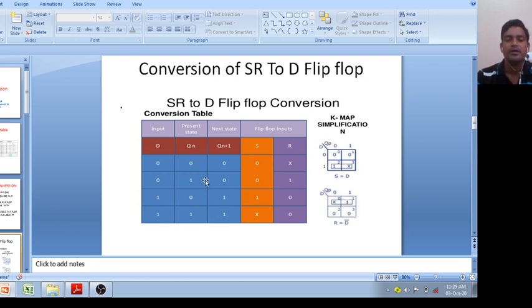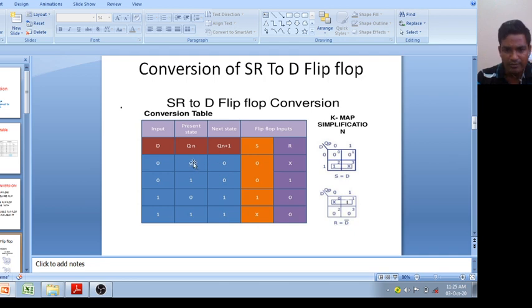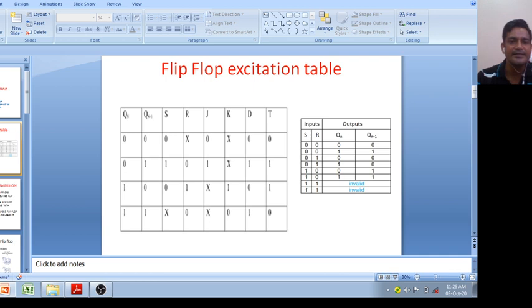Now draw the excitation table of SR flip-flop, means excitation table of available flip-flop. And I am combining all 3, step number 2, 3 and 4 in a single table. You know when Qn is 0, Qn plus 1 equal to 0. What is the value of SR? 0x. From where am I writing? From the excitation table. You know 0 0, so write down 0x.